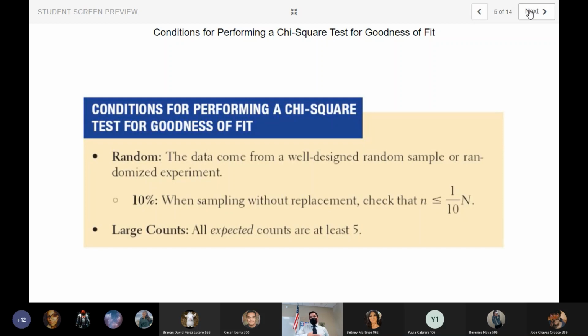Previously, with our proportions, we needed to have the number of successes and number of failures being at least 10. In this case, it's all expected counts are at least 5. We could have any number of categories. All of them must be at least 5.